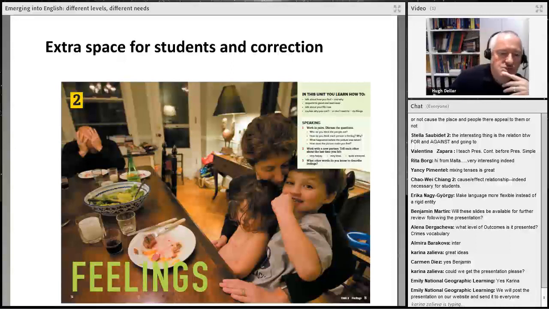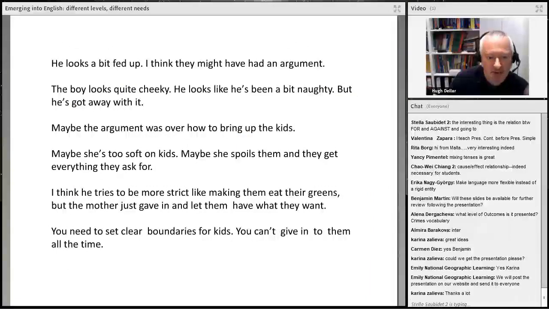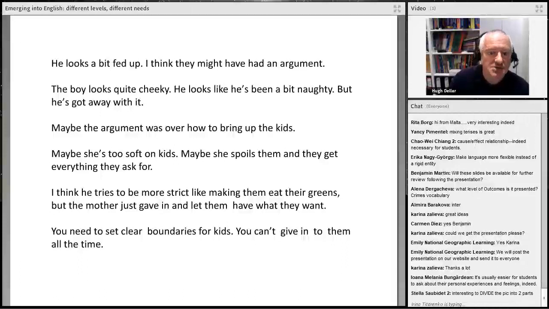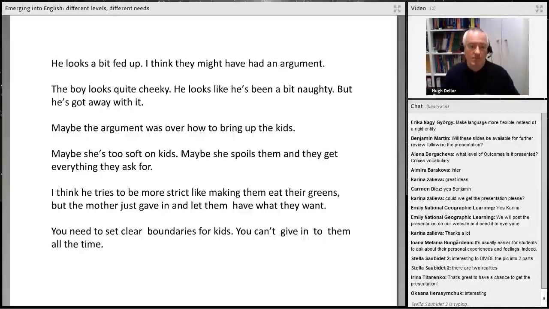Also, making extra space for students and correction, you can do things like using these images. On the opening double page of each unit of Outcomes, we have sort of striking looking pictures. So we have this picture here in Unit 2 of Intermediate on feelings. And we ask the students things like, how do you think these people feel? What do you think has been going on? What do you think they've been talking about? And as a teacher, what you can then do is to take those ideas and help them say them better.